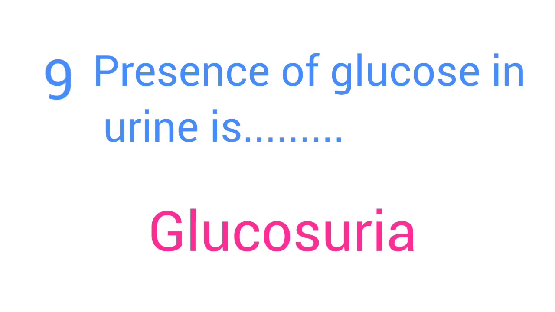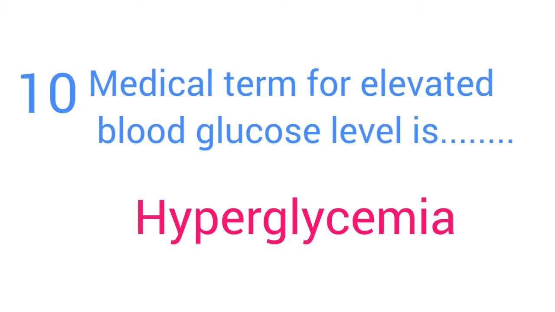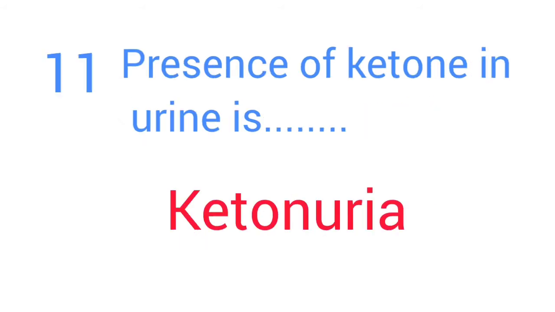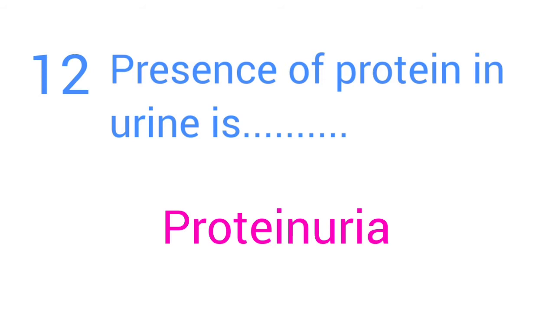Presence of glucose in urine is dash. Glucosuria. Medical term for elevated blood glucose level is dash. Hyperglycemia. Presence of ketone in urine is dash. Ketonuria. Presence of protein in urine is dash. Proteinuria.